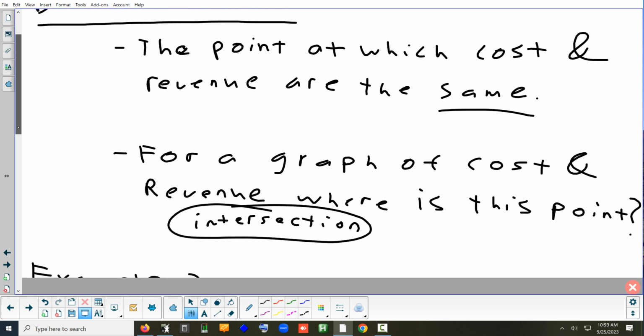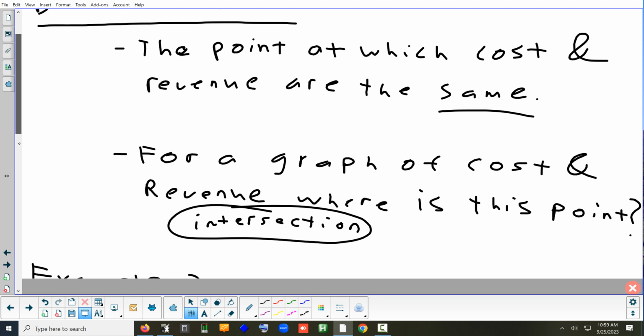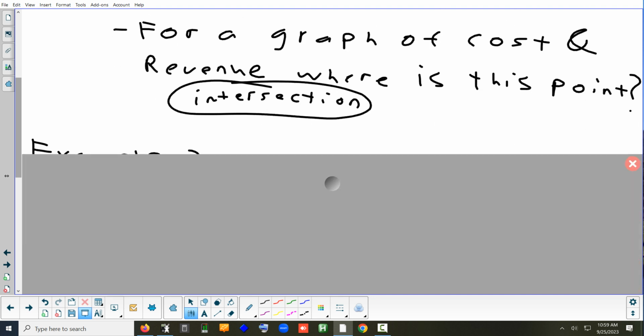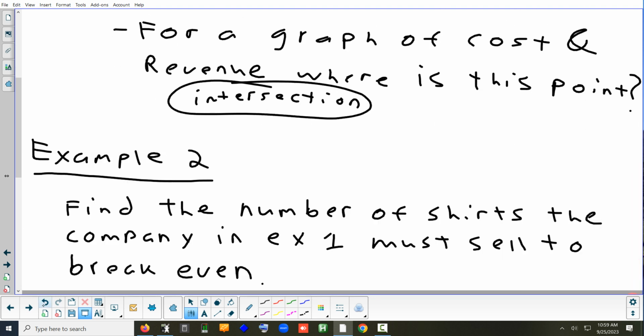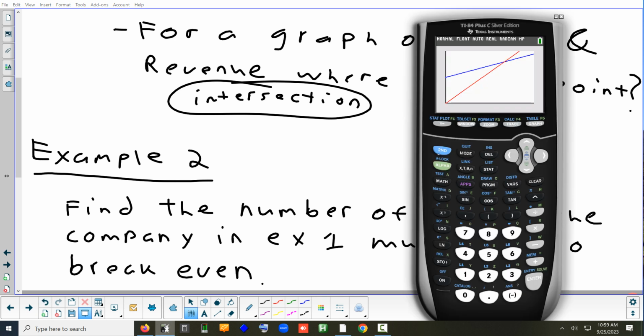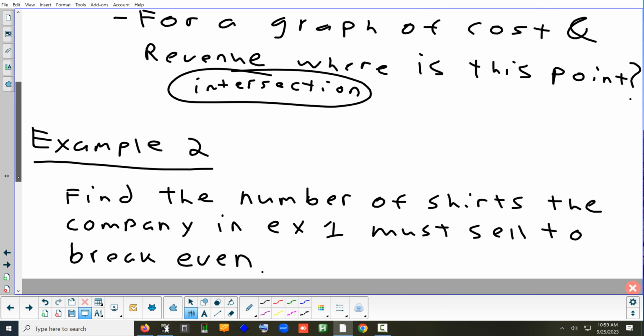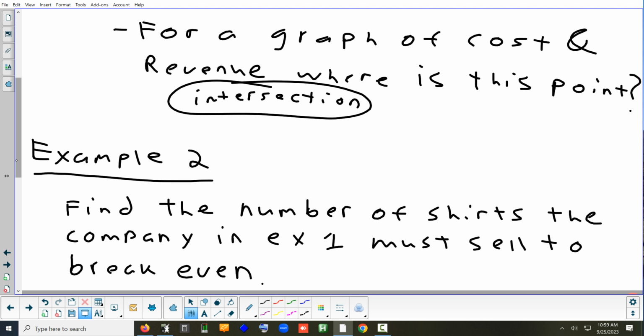And now we're going to do that for that problem. Yeah? I have it. You have it? Yeah. All right. What did you get? X is 80,000 and Y is 320,000. Okay, so yep, X is 80,000 and Y is 320,000. That's the intersection. Let me get that graph on the screen. Does everybody have this part for a graph of cost and revenue? It's the intersection.